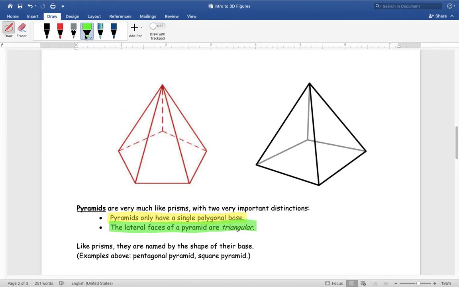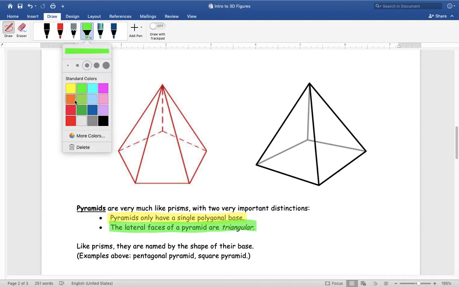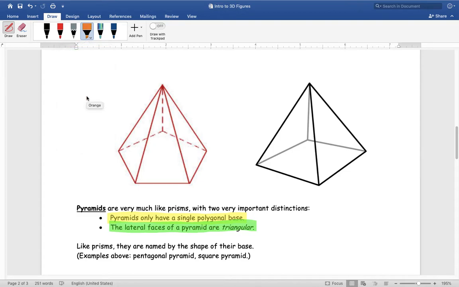If we think about this the same way that we heard with prisms, then the base of your pyramid is whatever shape is not a triangle. So, for this pyramid over here, we again name pyramids the same as prisms, based on the shape of their base, and so we have a pentagonal pyramid. Over here on the right, those great pyramids of Egypt, most of them have square or maybe rectangular bases, but if it's a square, we call it a square pyramid.